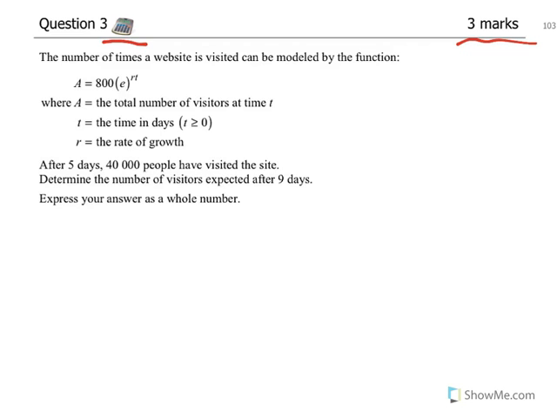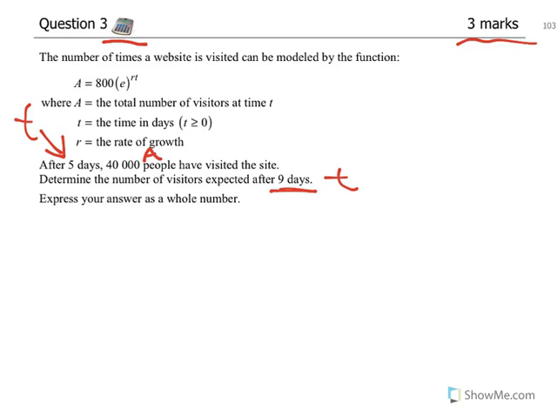So we've got the number of times the website is modeled. Skip forward, you can read all of that, but after 5 days, so 5 days, I start thinking about that as my T. 40,000 people have visited the site, and that is my A. So 40,000 is A. Determine the number of visitors expected after 9 days. So we have a new T here.